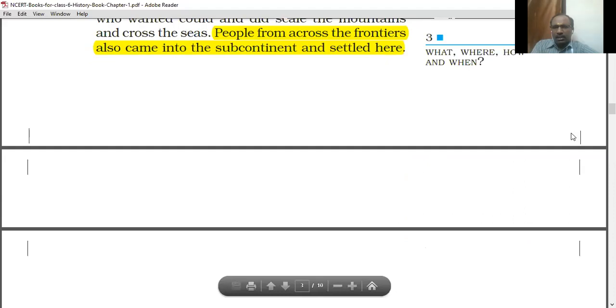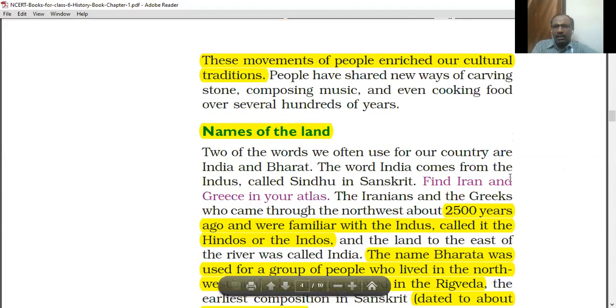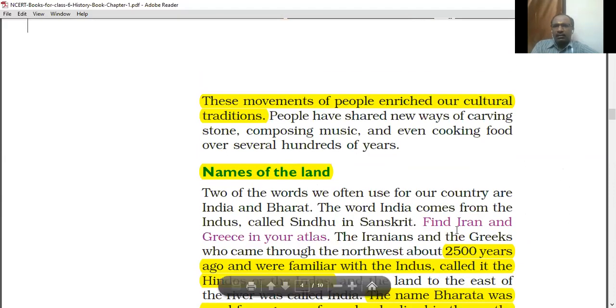We are going to see how they settled. Through these movements, people enriched our cultures and traditions. When people came to India and settled, they influenced it and infused their own cultures and ideas. Next, we come to the names of the land: how India got its name, India, or the other name we call Bharat.